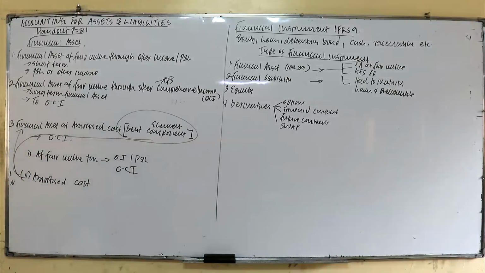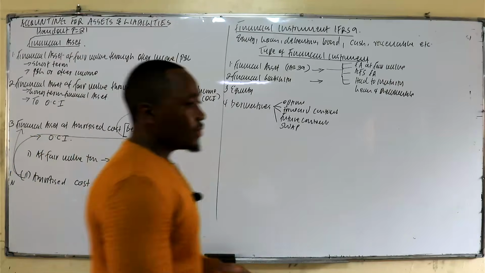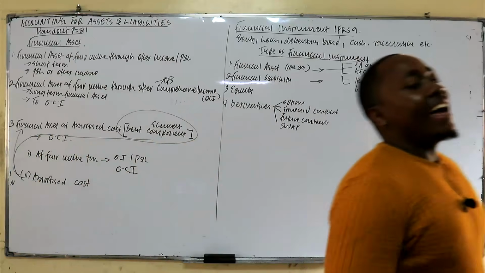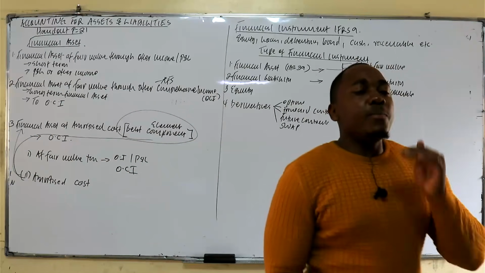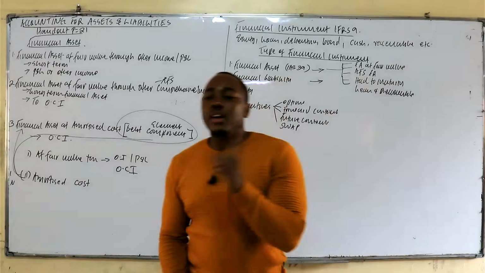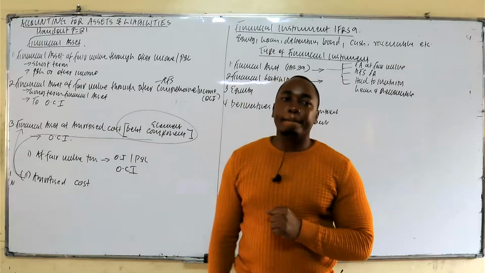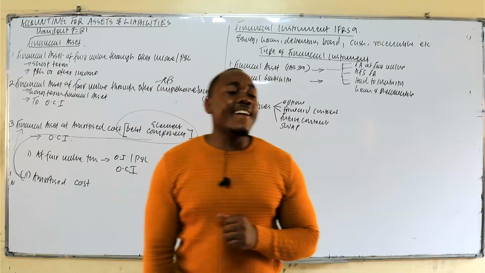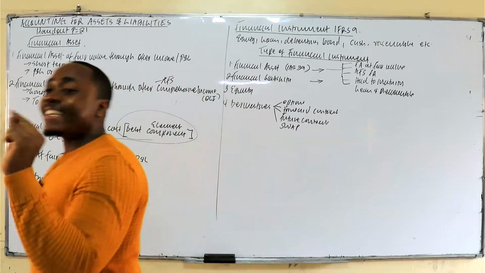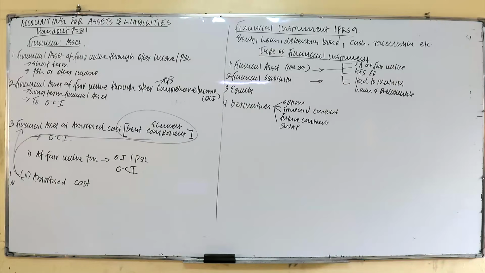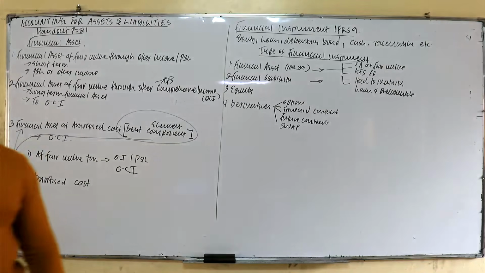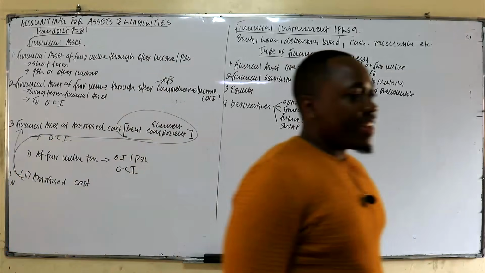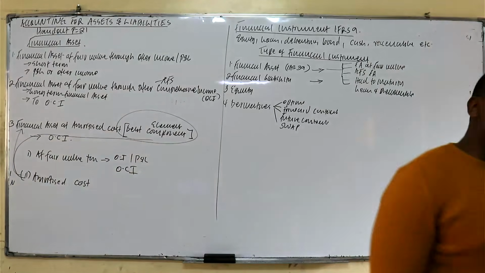Then look at the derecognition of financial instruments. What is derecognition? Removal. When can you remove a previously recognized financial asset or liability from the financial statement? When it's obsolete. That is for an asset. Are you together? We're talking about financial instruments. Sorry? When it matures. This is what I mean.